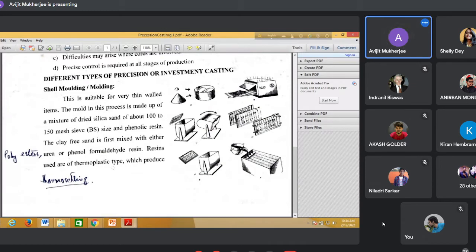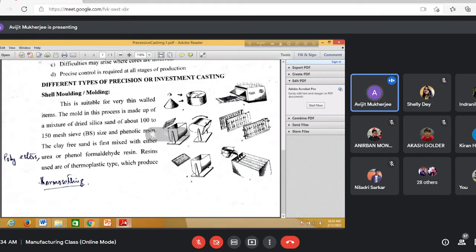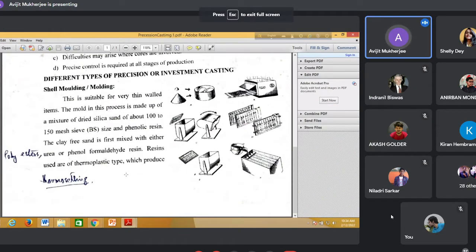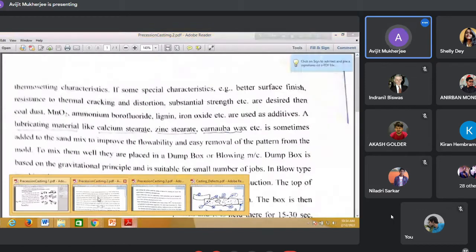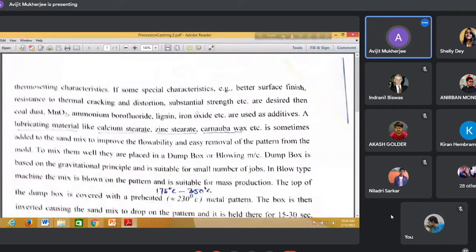So now these are the diagrams in the next figure. We had mentioned that phenolic resin and sand are mixed to prepare the molding material, and after preparation of the molding material, these are the steps. And I had mentioned that the temperature and time are to be adjusted. In the next discussion we shall observe what the temperatures and times are.